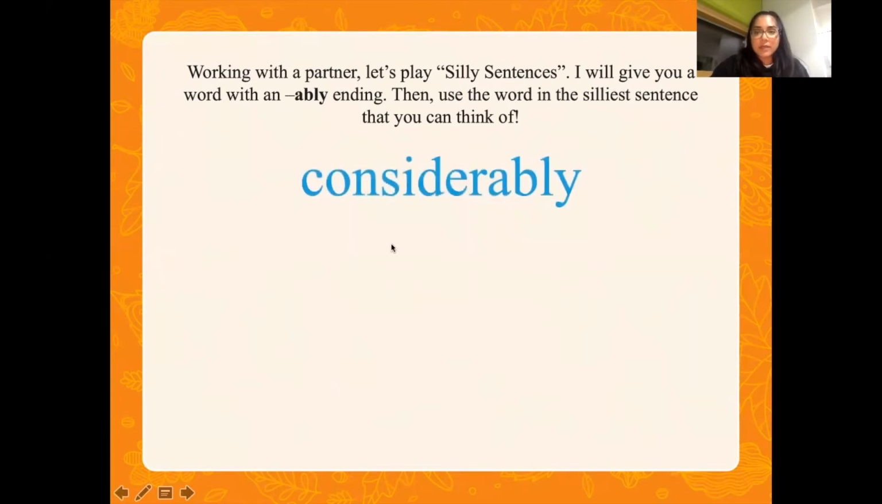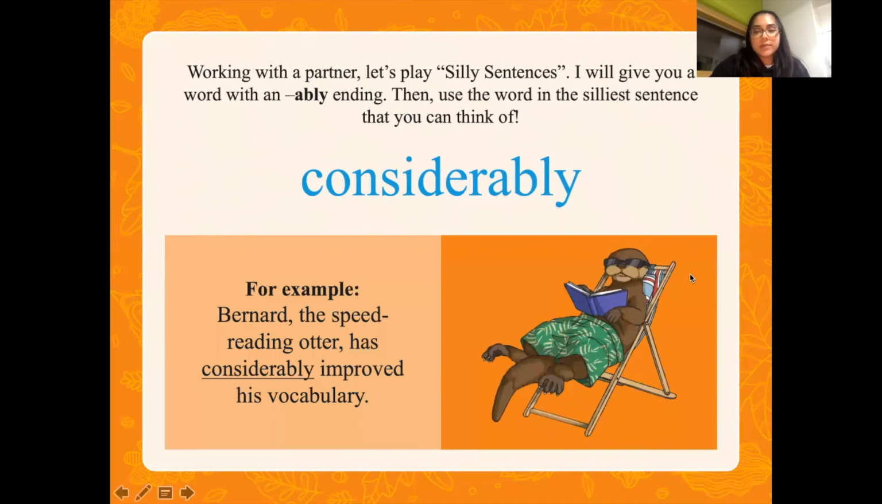Okay, can you have a go at writing a silly sentence for considerably? Feel free to use a dictionary to help you understand the definitions of these words, whether that is an online dictionary or one that you may have at home. Here is an example of a silly sentence if you need some extra help to prompt your thoughts. Bernard, the speed reading otter, has considerably improved his vocabulary. What a silly sentence. Can you come up with your own? Pause the screen and have a go.